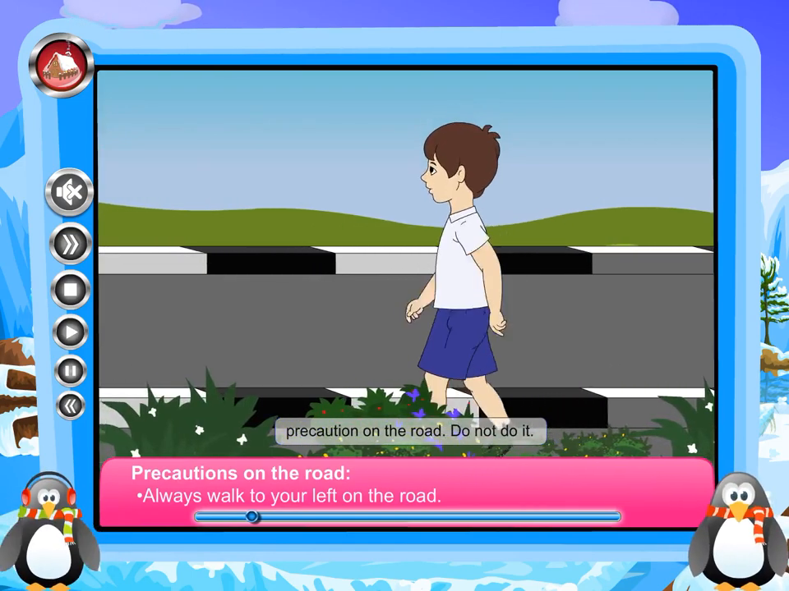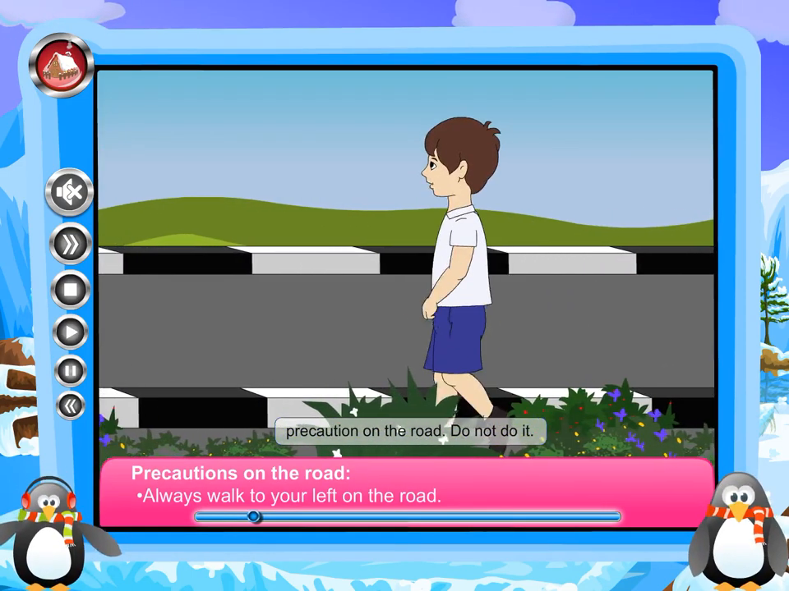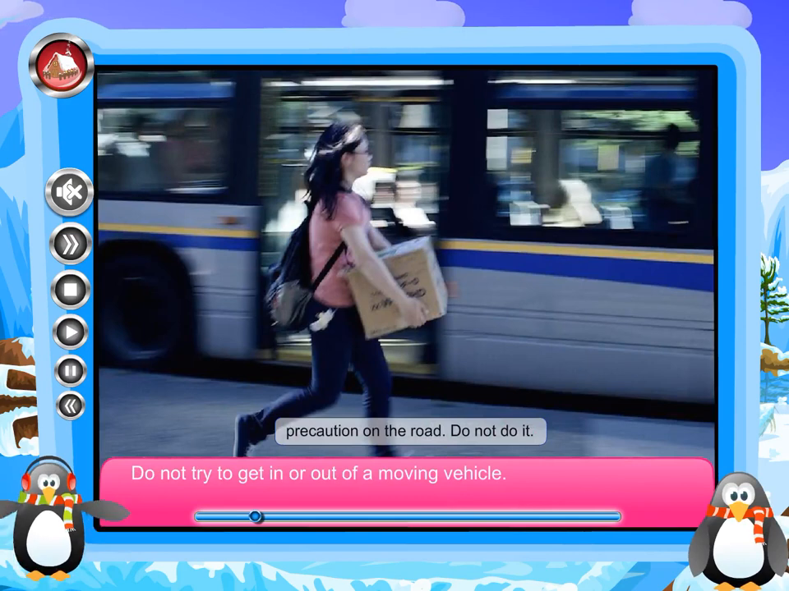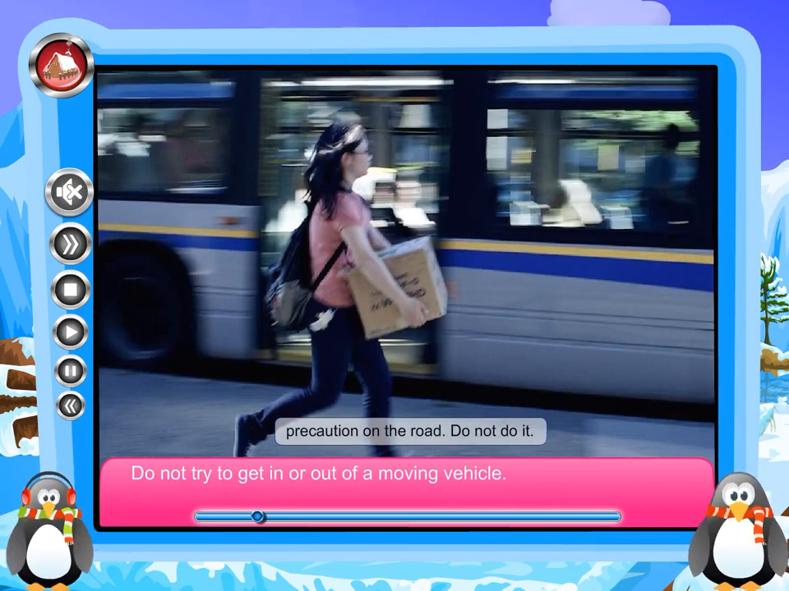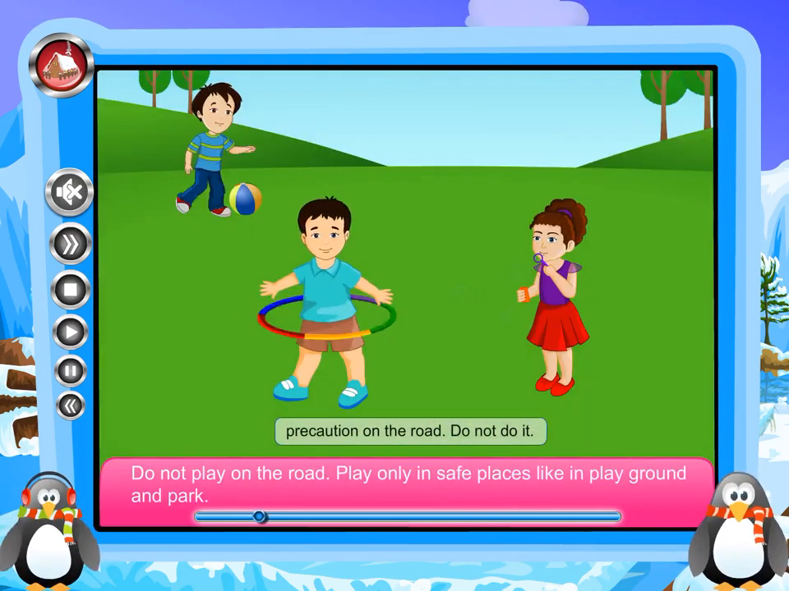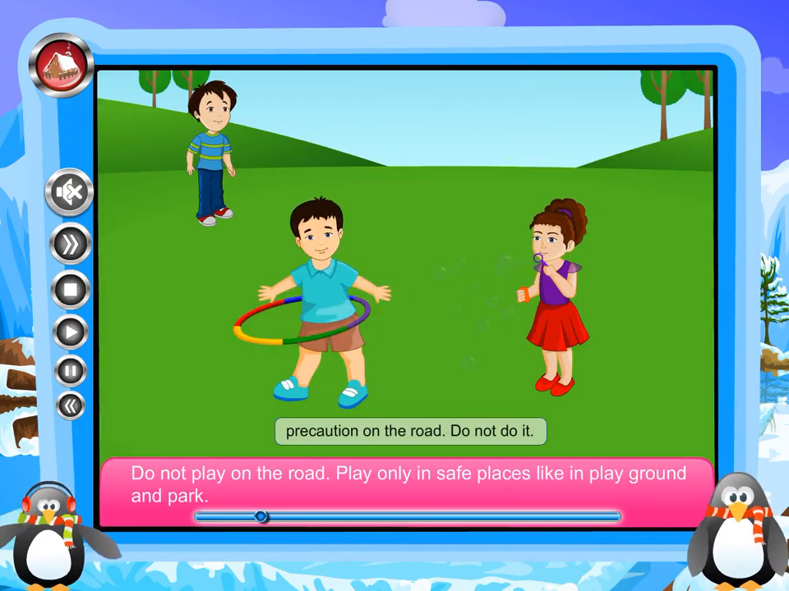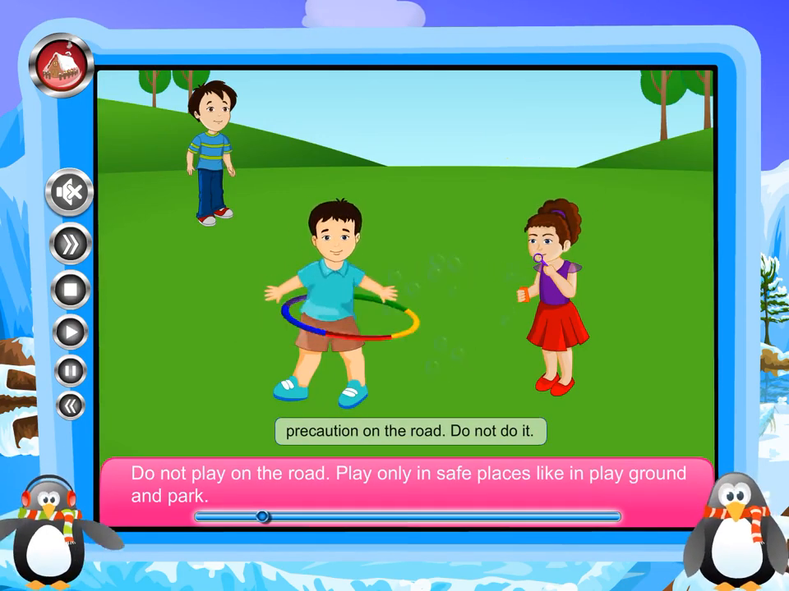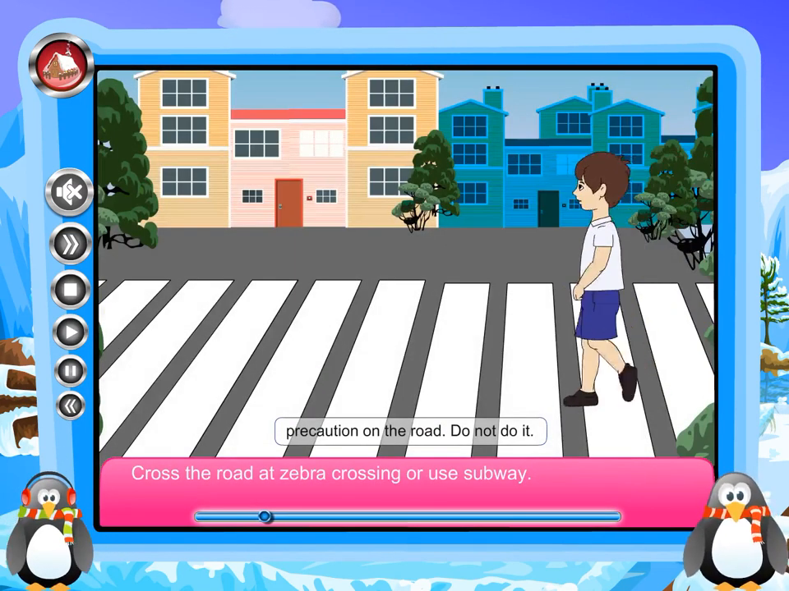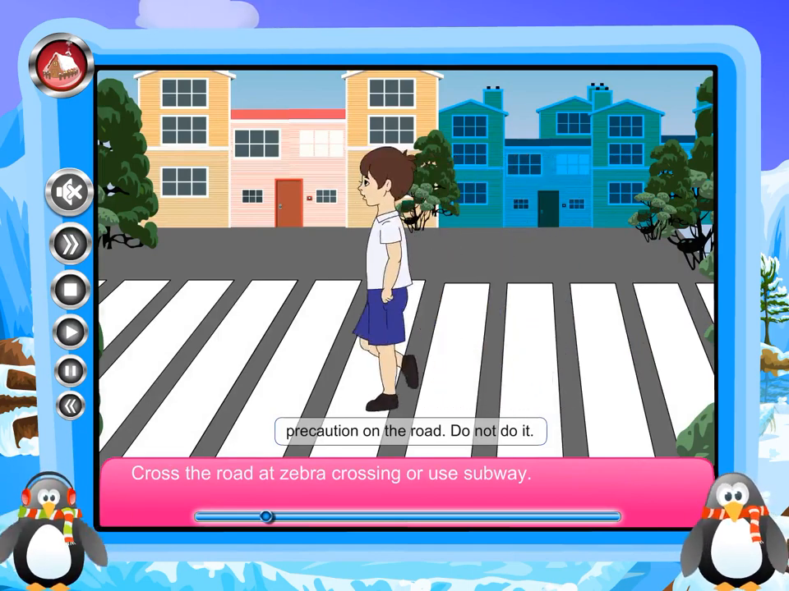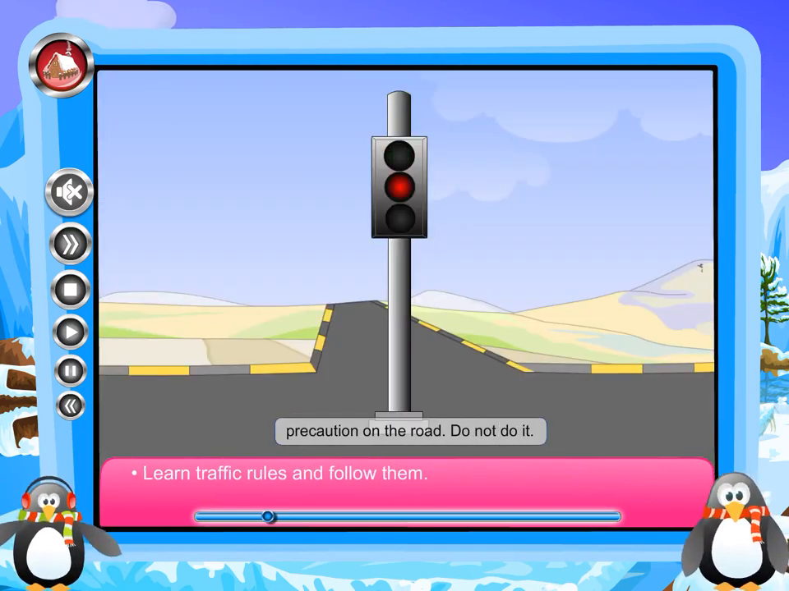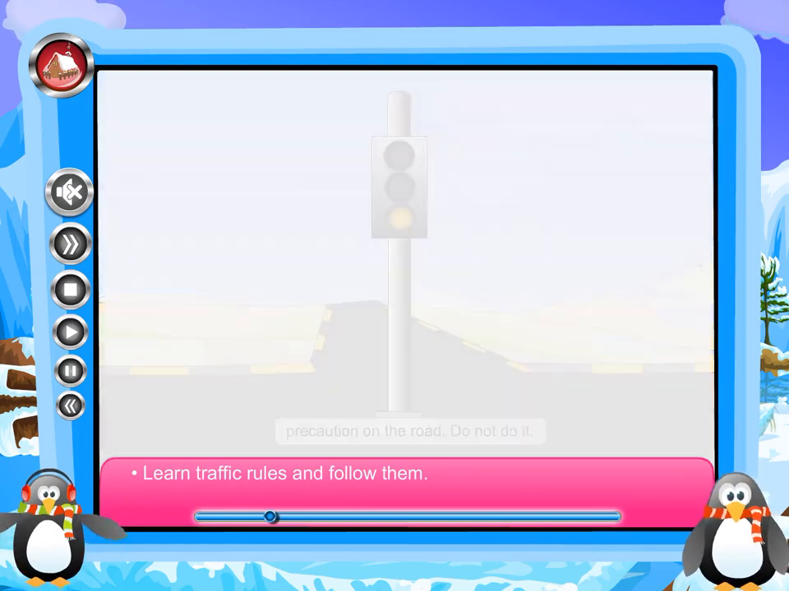Precautions on the road. Always walk to your left on the road. Do not try to get in or out of a moving vehicle. Do not play on the road. Play only in safe places like the playground and park. Cross the road at a zebra crossing or use a subway. Learn traffic rules and follow them.